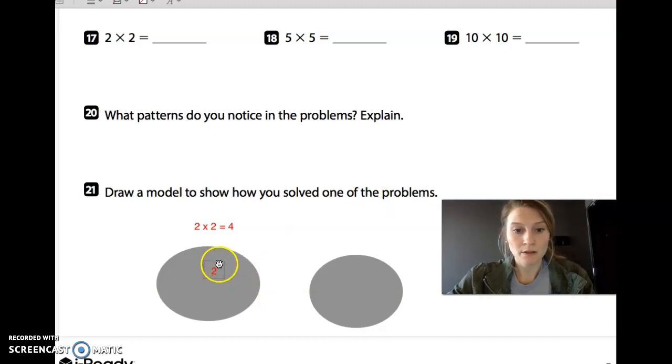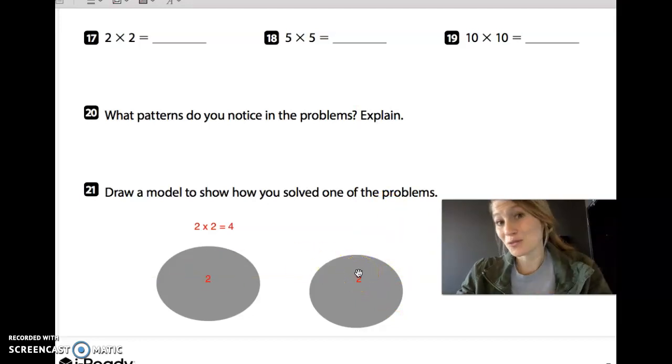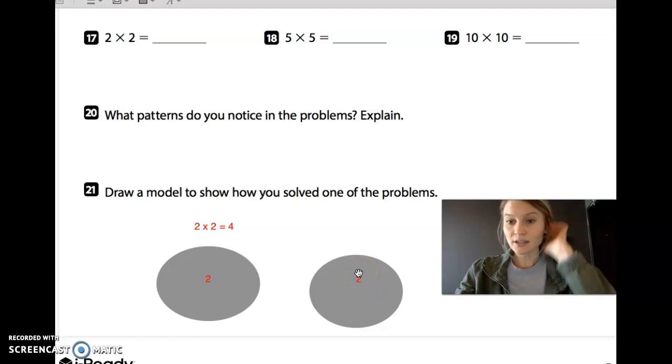And there is, sorry, I'm making my next box. 2 here. 2 times 2 is 4. And it also is 2 plus 2. Because remember, repeated addition is the same thing as multiplication.